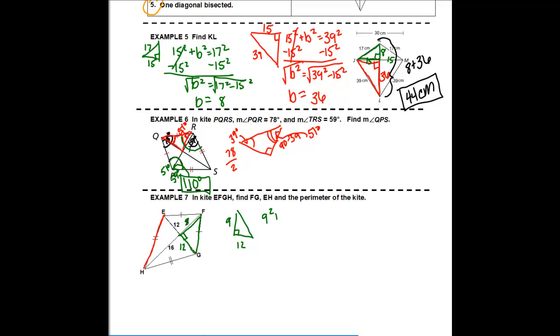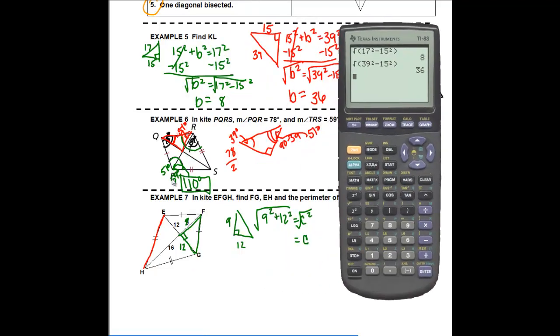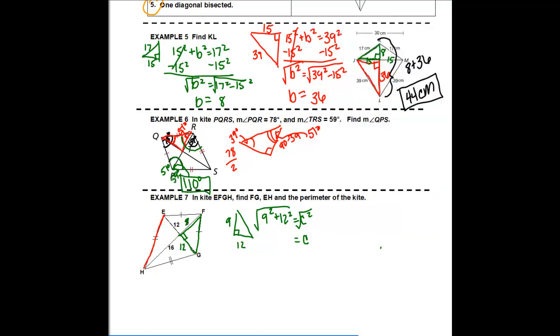9 squared plus 12 squared equals c squared. Take the square root of both, and c is 15. So that means that this is 15, and since this side is 15, so is this side.